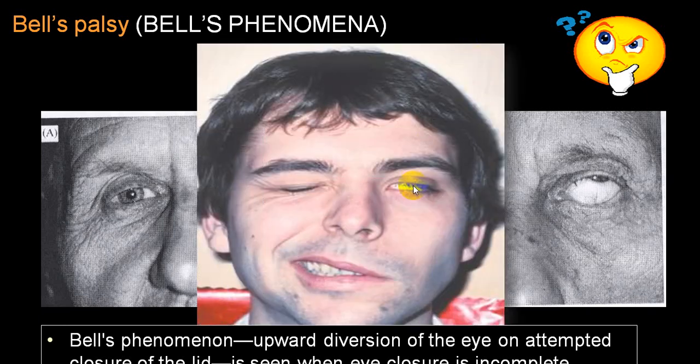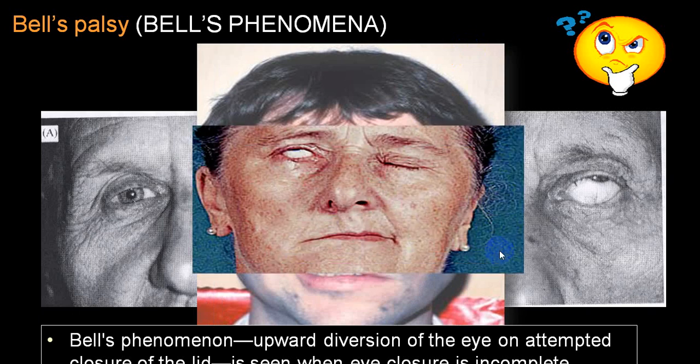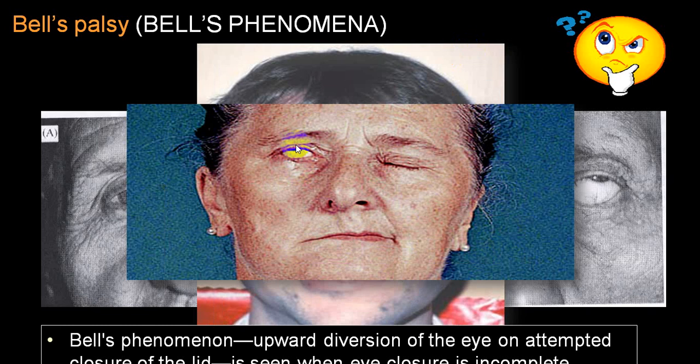Again you can see here, eyeball is rolled up and person is trying to close. Typical Bell's phenomena. Again you can see eyeball is rolled up, no nasolabial fold, angle is drooping down, even this nose is drooping, and this is classical Bell's phenomena, no furrowing. This is lower motor neuron on right side.